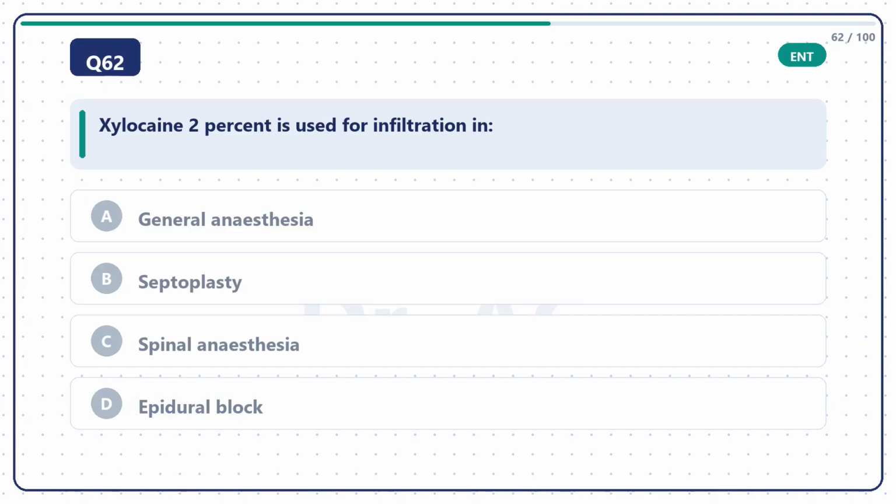Question 62. Xylocaine 2% is used for infiltration in option A. General anesthesia. Option B. Septoplasty. Option C. Spinal anesthesia. Option D. Epidural block.